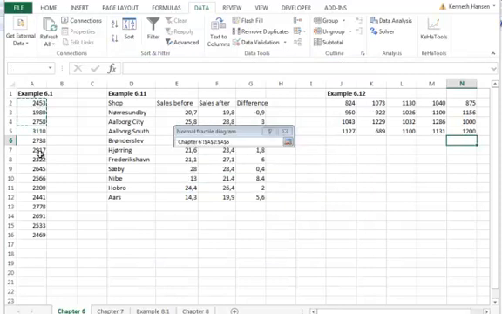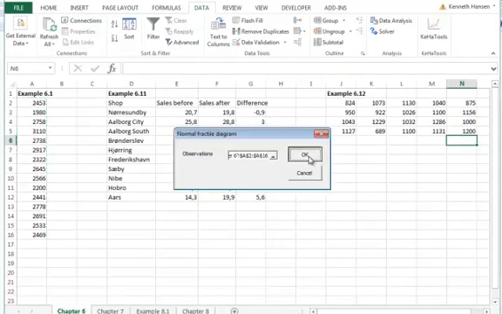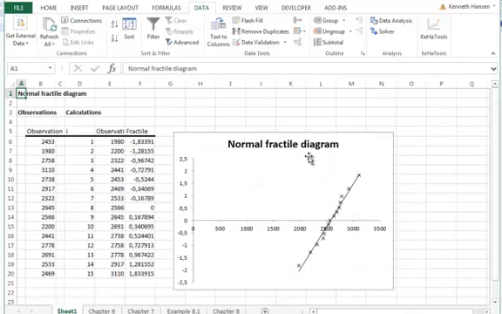I mark my data points and I get the following diagram, and I can clearly see that these data points are distributed quite close to the straight line, so we have a normal distribution.